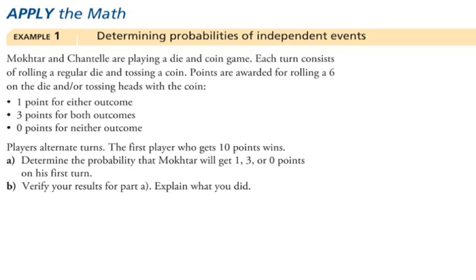Questions asking us to determine the probability that Mokhtar will get 1, 3, or 0 points. So either outcome, both outcomes, or neither outcome. Well, it's easiest to go with both or neither to begin with because there's only one way of getting no points. That's getting something other than a 6 and also getting a tails. Same way for both outcomes, there's only one way. There's two ways of getting either outcome, and we'll deal with that one last.